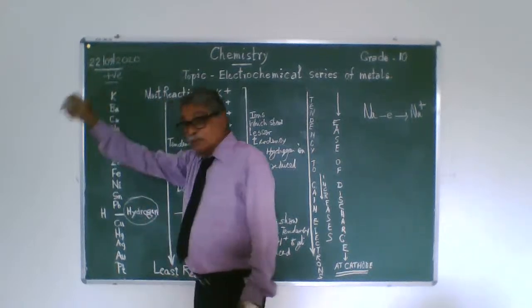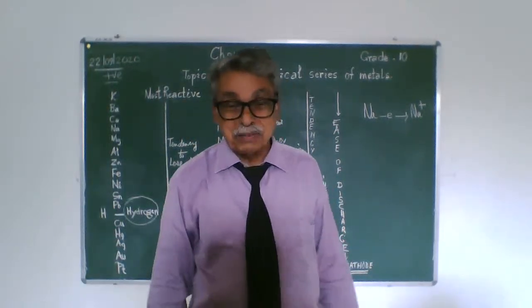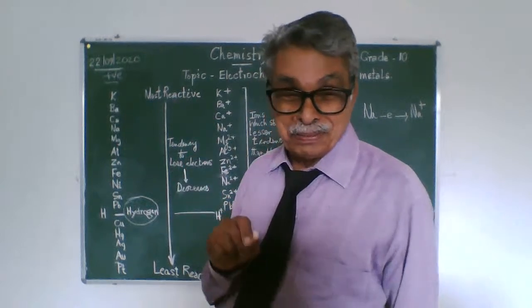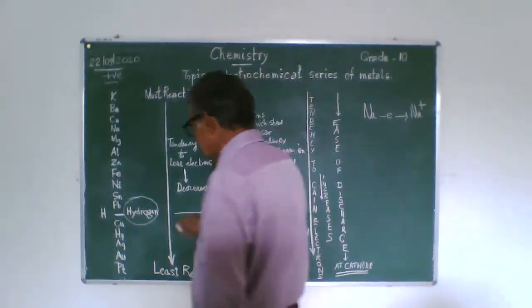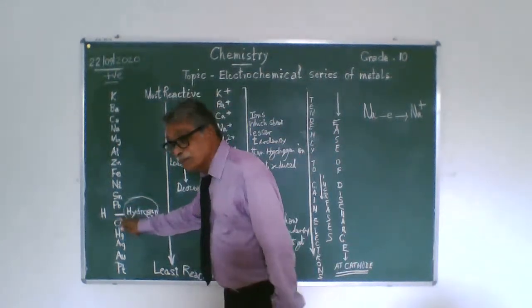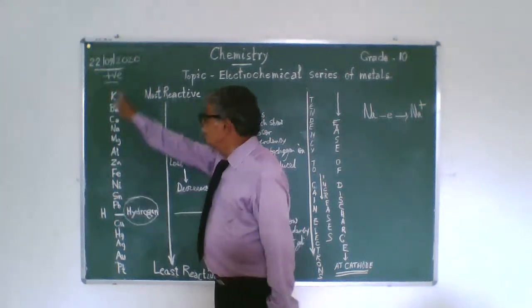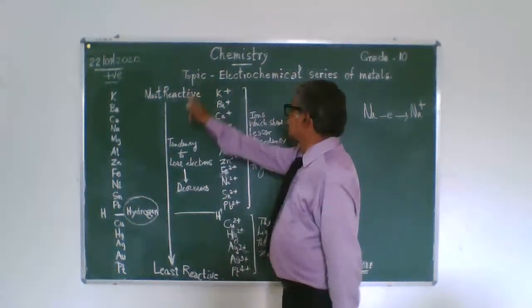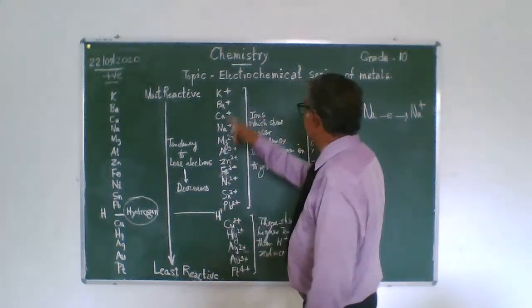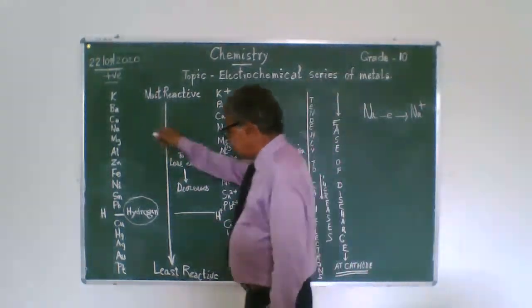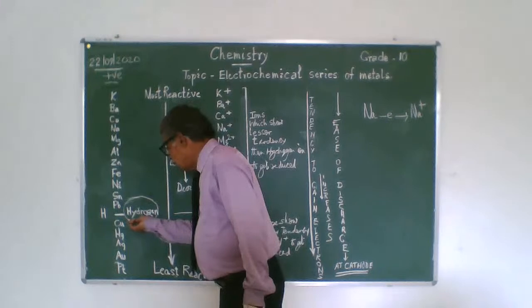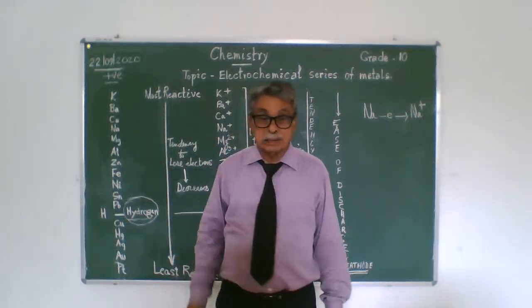Hydrogen is also electropositive, luckily. That is why it has been included in this list. Hydrogen is also electropositive, and so it finds a place in this electrochemical series, a series of metals. In that, it has found a place as a metal here. Hydrogen is not a metal, it is a non-metal.